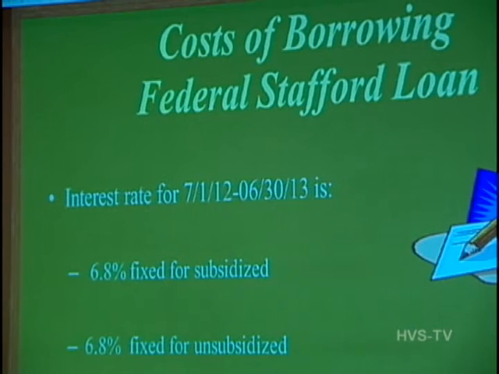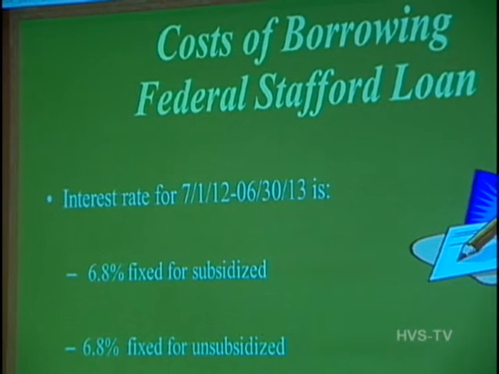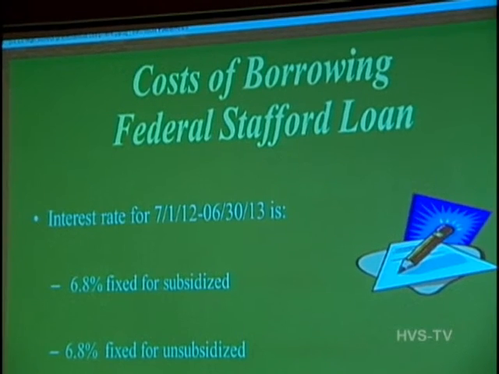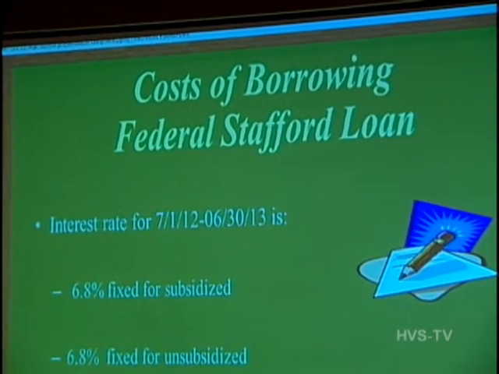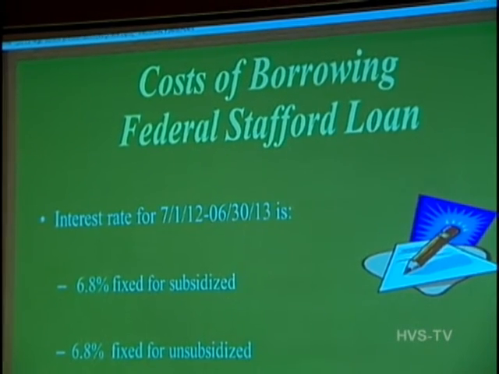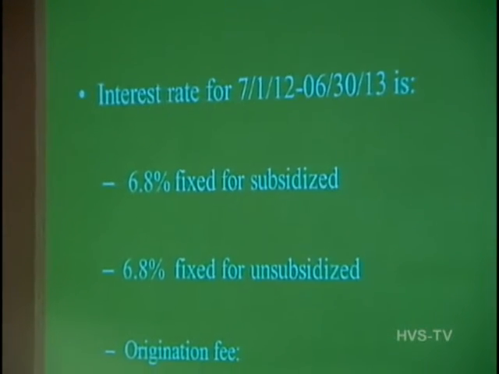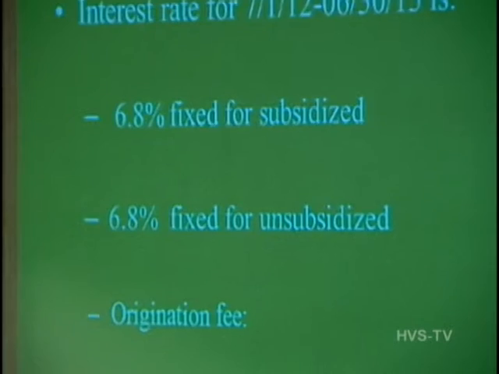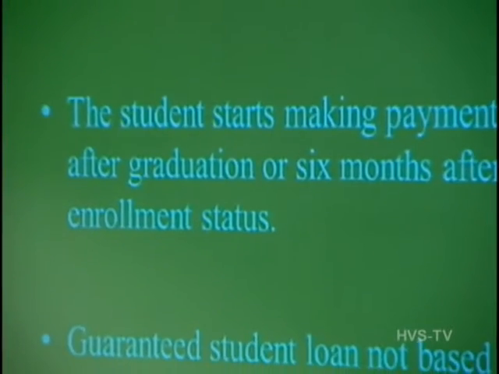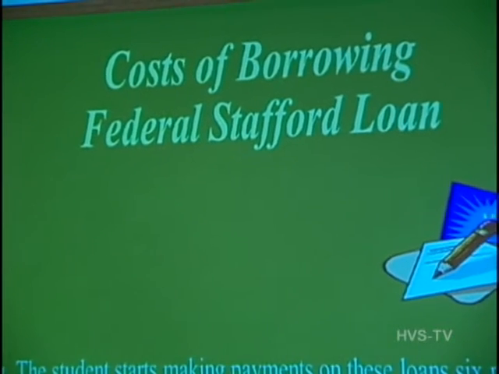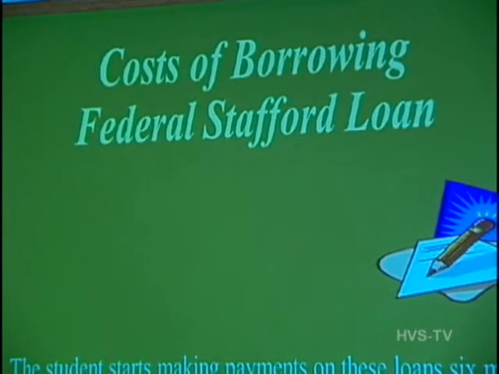There are costs associated with borrowing on the Stafford Loan Program. The interest rate for the upcoming school year is 6.8% fixed for subsidized and 6.8% fixed for unsubsidized. There's an origination fee that the government charges on the loan. For this upcoming year, it would be 1%. Next. The student starts making payments 6 months after they drop below part-time status or after they graduate.